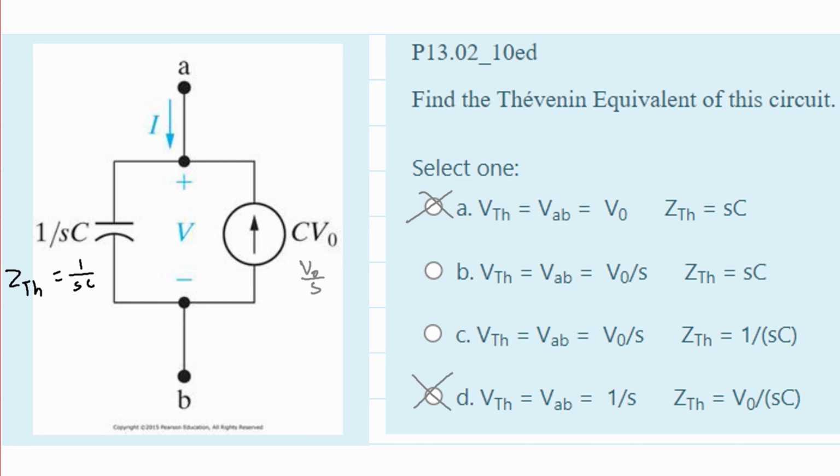Now, when we look at the impedances, we're looking at these two. The only impedance could be this one. So it can't be this, and that means that C is our correct answer.